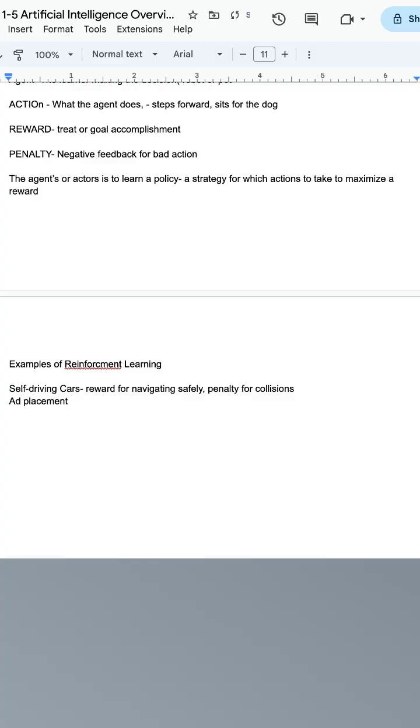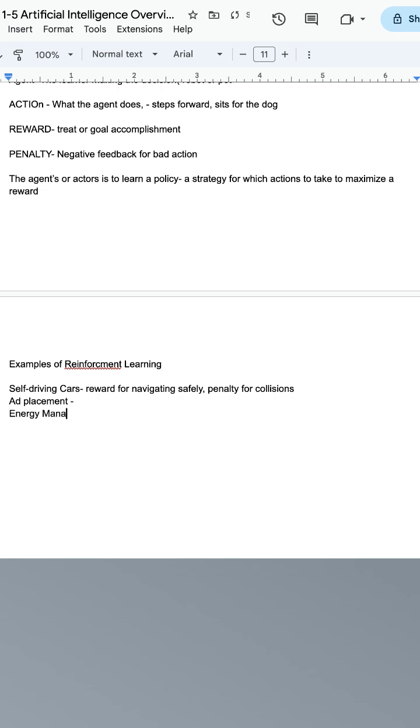You also have ad placement. So this is like running an A and B ad placement. Does the ad get more traffic and clicks at the top of the page, or does it get them at the bottom of the page? From there, the model that makes the website will from then on create a policy to put an ad where it is most effective. Those are key reinforcement learning examples.